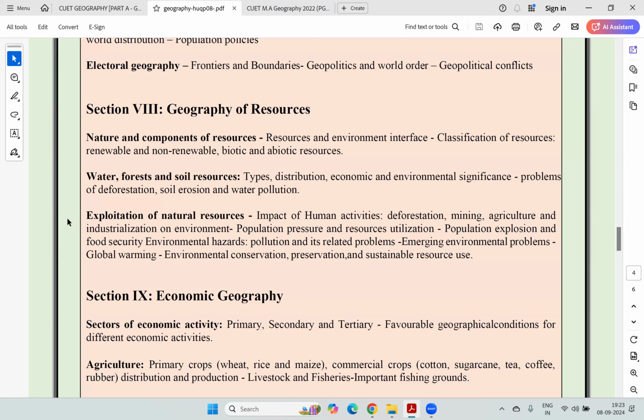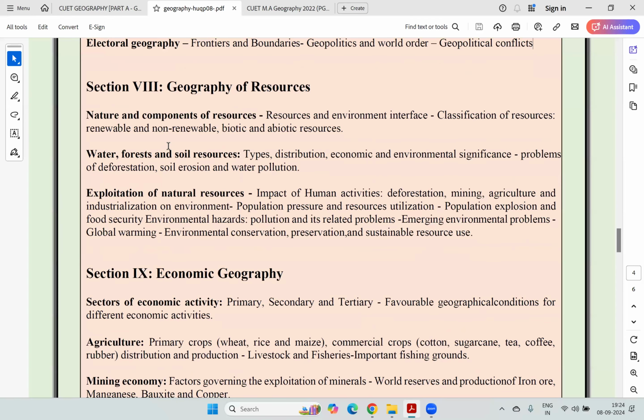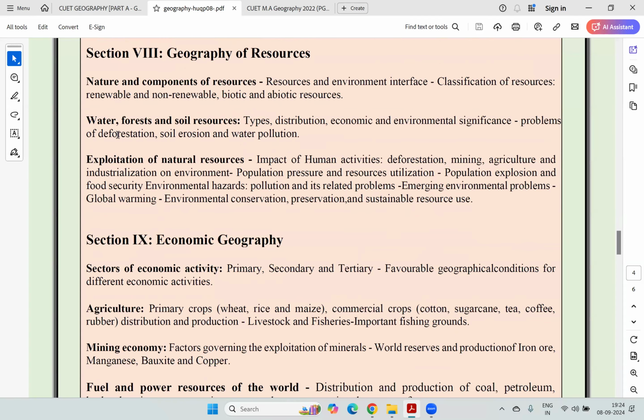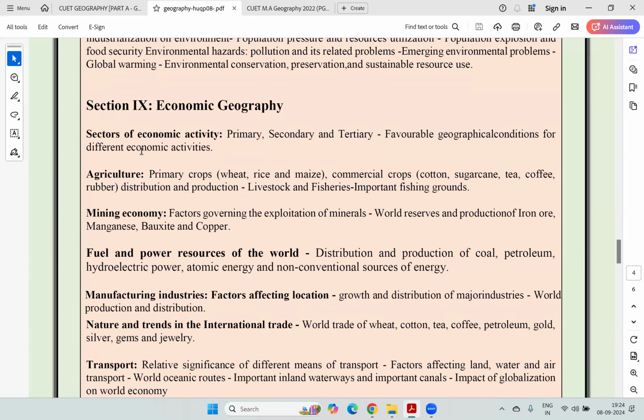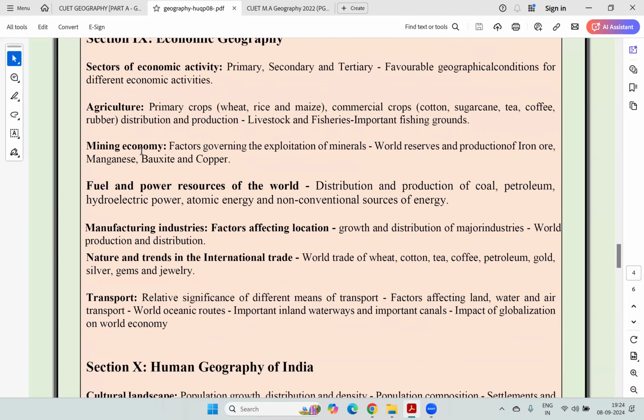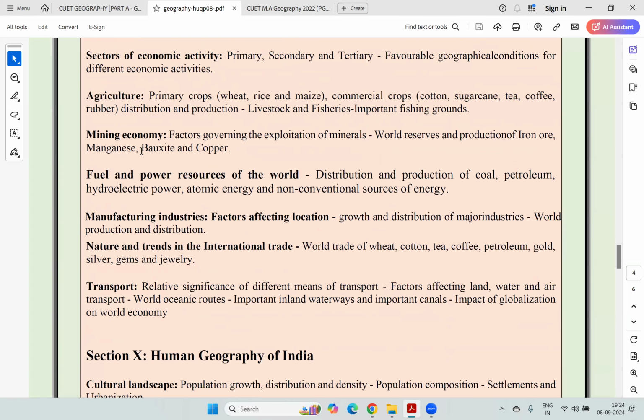Geopolitics is where you learn about the different global powers, their power games, how they interact with each other, frontiers and boundaries, this thing. From economic geography, you will have the geography of resources, okay, nature and component of resources, water, soil, exploitation of natural resources, right? Different types of economic activity, then your different types of transport and trade, events that are there throughout the world.